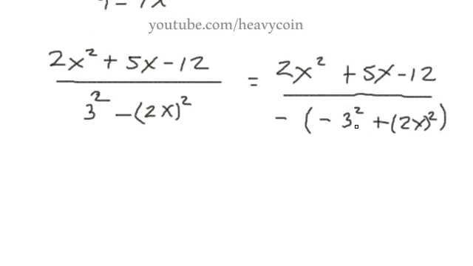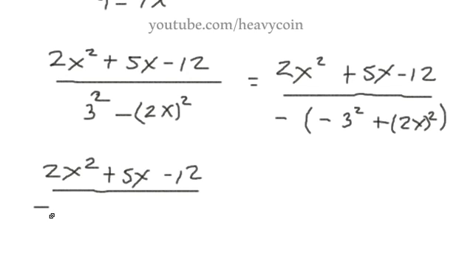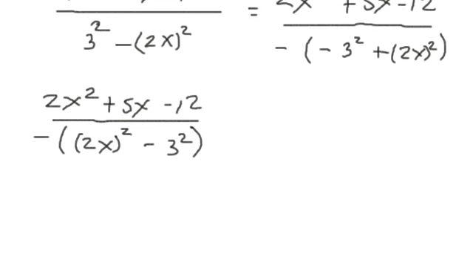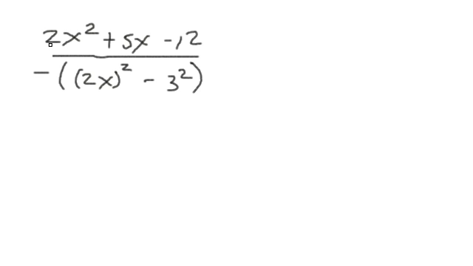Now I can rewrite this piece right here: 2x² + 5x - 12 over, pulling that negative out, and I'm going to rewrite this because this is kind of the standard form we've been using earlier, and this is (2x)² - 3², the difference of squares here. Okay, let's just leave it at that right now. Now let's go ahead and factor the numerator. Now it's a good thing we only have a 2 here, so this has got to be a 2x. And of course, this would just be an x here.